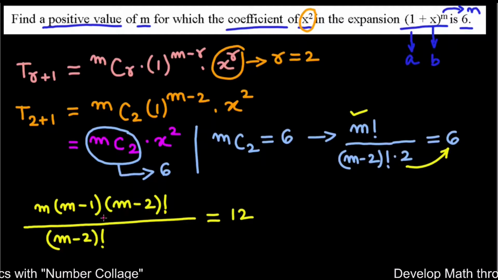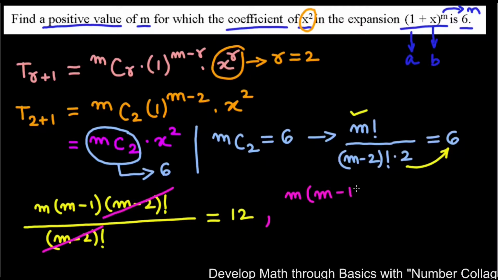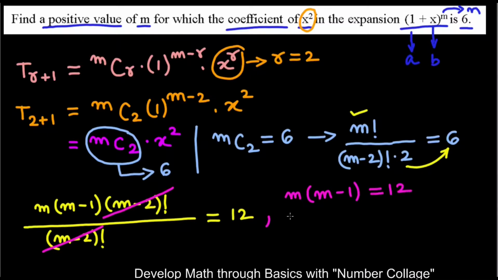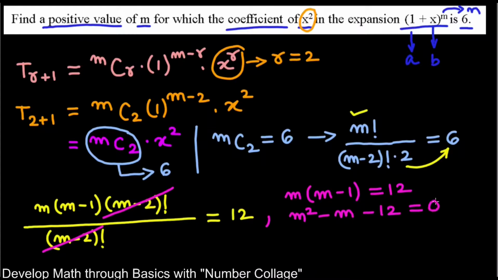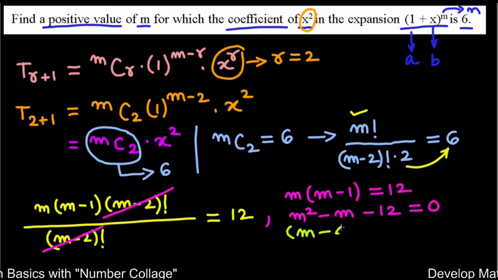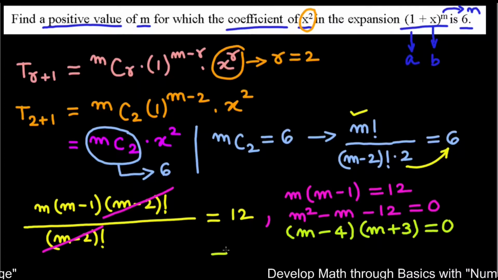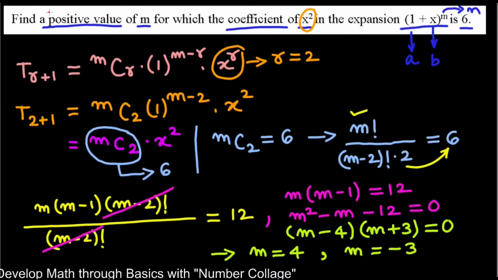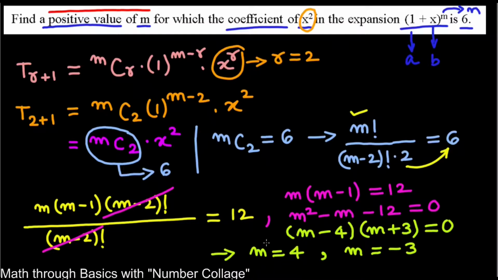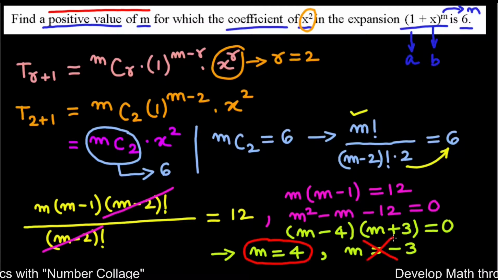Now here this (m minus 2) factorial cancels with this (m minus 2) factorial, and we are left with m into (m minus 1) equals 12. That will be m square minus m minus 12 equals 0. This can be factorized as (m minus 4) into (m plus 3) equals 0. That gives us m equals 4 or m equals minus 3. Since we want the positive value of m, our value of m will be 4 and not m equals minus 3.